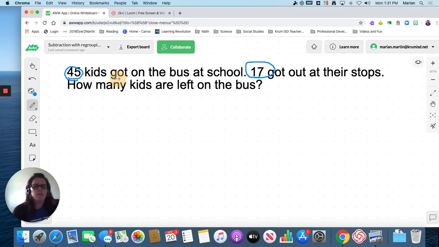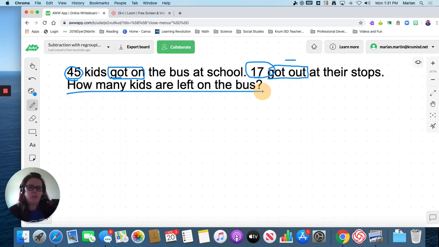Then we're going to box any important information. So this is important. 45 got on the bus, okay, because that's the number we started with. And over here, 17 got out, okay. Where it says here got out, that's kind of giving us an indication that this is going to be a subtraction problem. And then, oh, we also need to underline the question. How many kids are left on the bus? That's what we're ultimately trying to find out. So we've circled the numbers, we've underlined the question, and we've put boxes around important keywords that will help us solve. Now we need to evaluate and figure out how we're going to solve this.